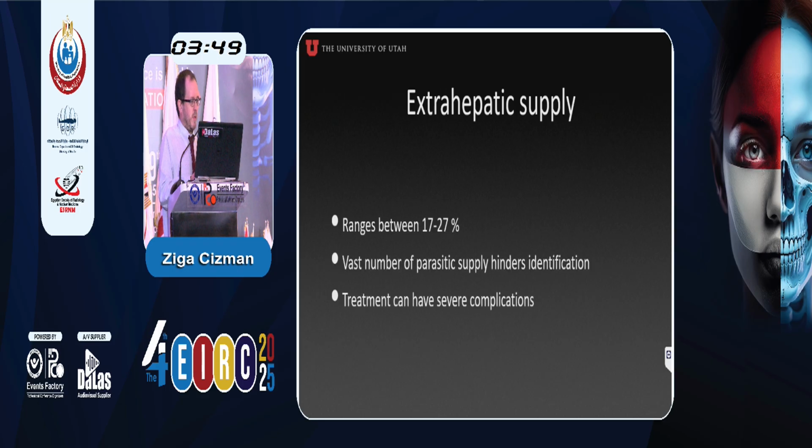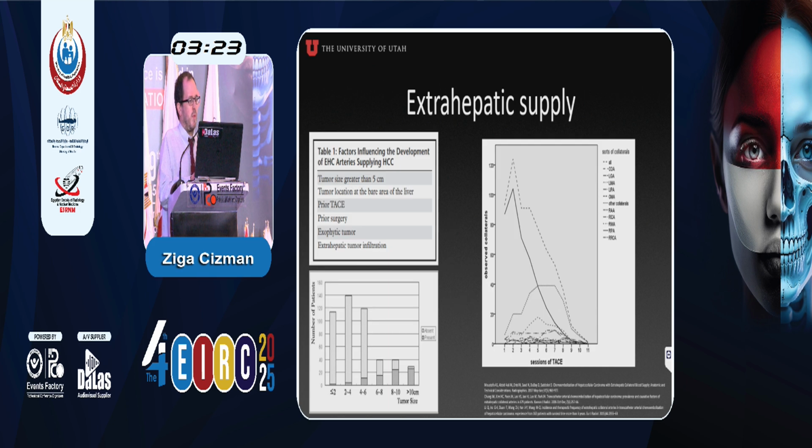Just kind of touch a little bit about extrahepatic supply. You see it in about a third of patients, and there's a vast number of parasitic supply routes that precludes us from identifying all of these during the cases. Not recognizing it can have recurrence risk, and if you treat it and don't take account of it, you can have severe complications. Some of the factors that induce extrahepatic supply are listed in the chart there, with the most common actually being multiple prior sessions of TACE.